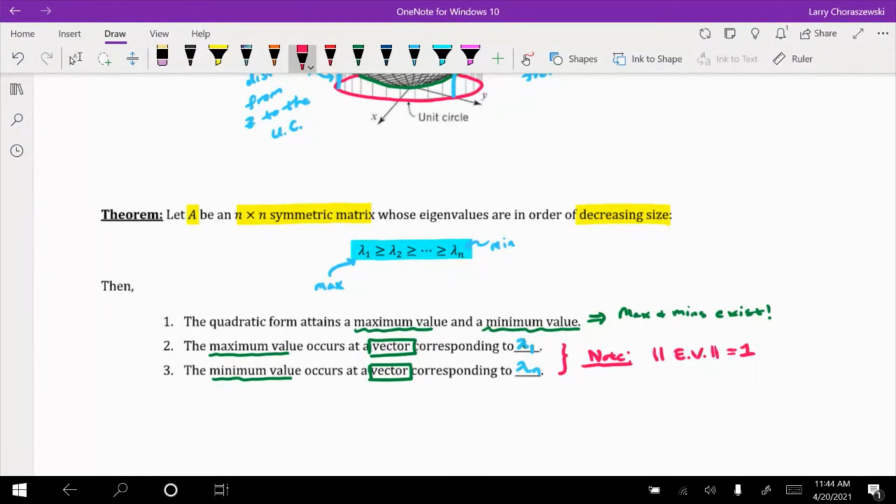Another thing is that there might be more than one vector that produces the maximum and minimum values. Okay, so it's important to note what it doesn't say as well as what it does say. The maximum value occurs at a vector. It doesn't say it occurs at the vector, all right? So if we have multiple eigenvectors that we can form that have a norm of 1, then we want to consider all those eigenvectors. And the same thing would go for the minimum value, right?